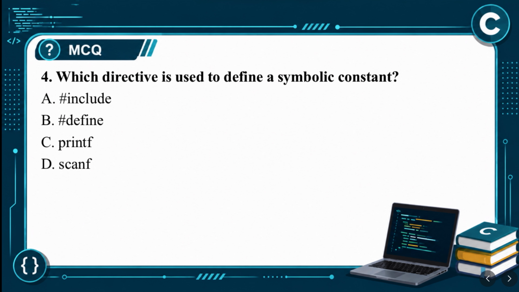Now, which directive is used to define a symbolic constant? To define a symbolic constant we use hashtag define. So hashtag define is the right answer.